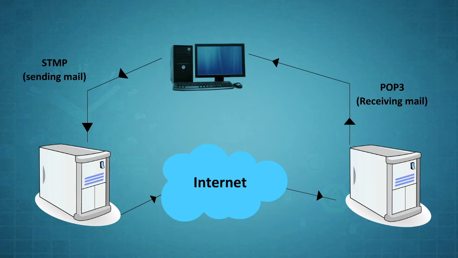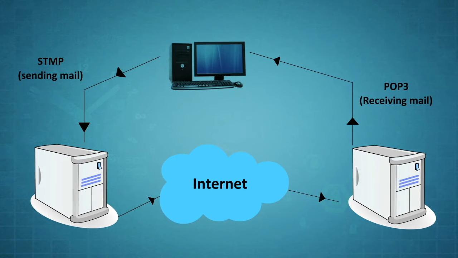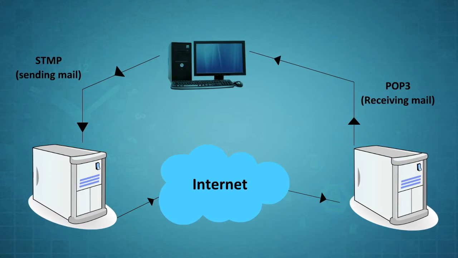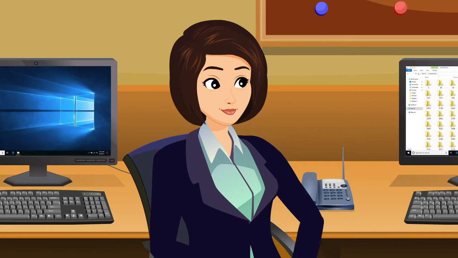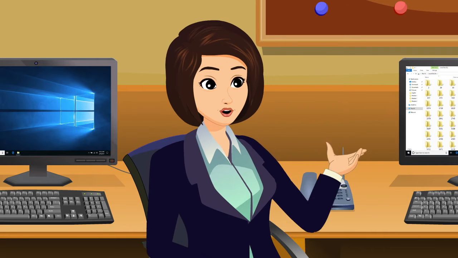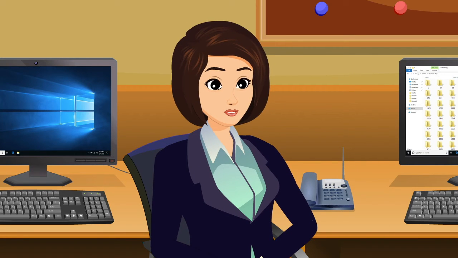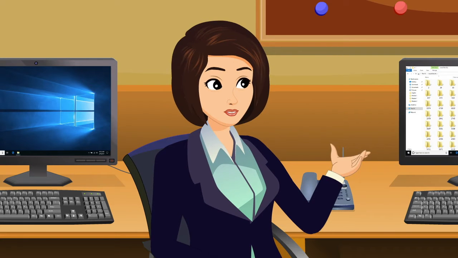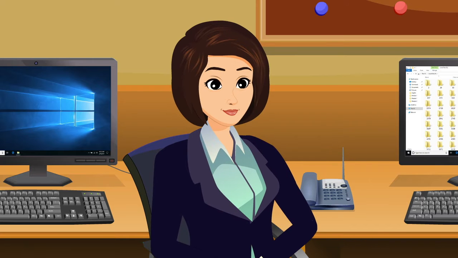Internet Message Access Protocol, or IMAP, and Post Office Protocol version 3, or POP3 as it is known, play a critical role in the process. They are the most commonly used Internet mail protocols for retrieving emails. Both these protocols are supported by all modern email clients and web servers.